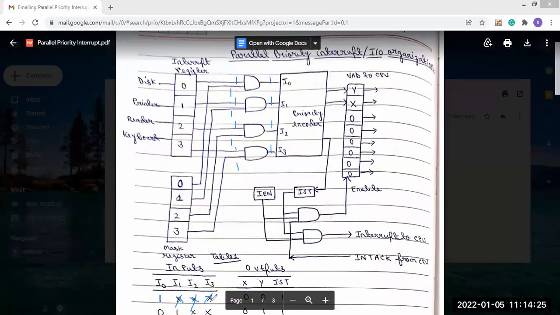Now see table one. You will see that I0 is one, and in the other cases we simply put XXX. X means don't care condition; we do not have to look at that. Then Y and X values will be zero here.